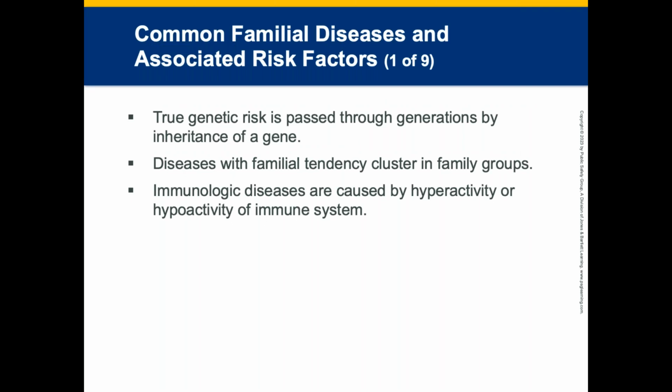So some common familial diseases and associated risk factors. A true genetic risk is passed through generations by inheritance of a gene, which we already talked about. We already discussed this earlier in this lecture, that we need to make sure we're getting that family history when we're talking with our patients. Diseases with familial tendencies seem to cluster in a family group despite lack of evidence of a heritable gene associated with abnormalities. And immunologic diseases are also caused by hyperactivity or hypoactivity in the immune system.